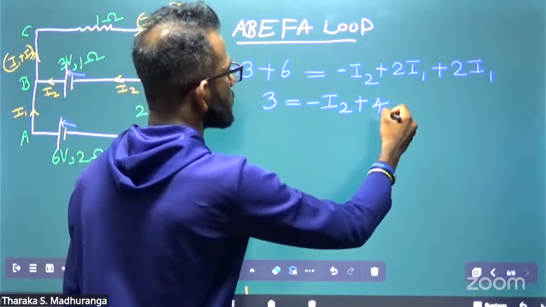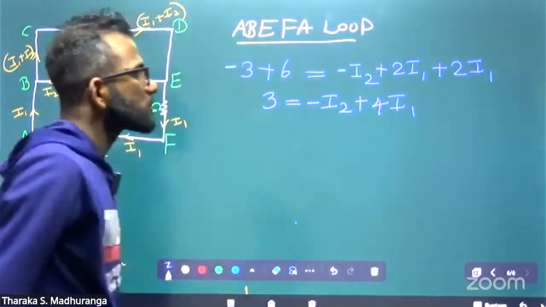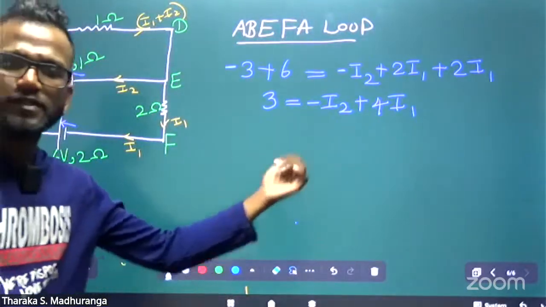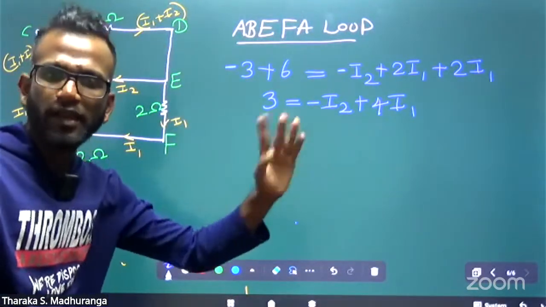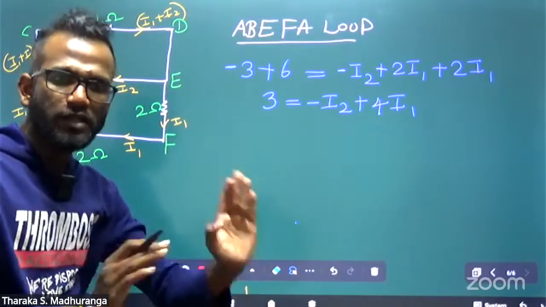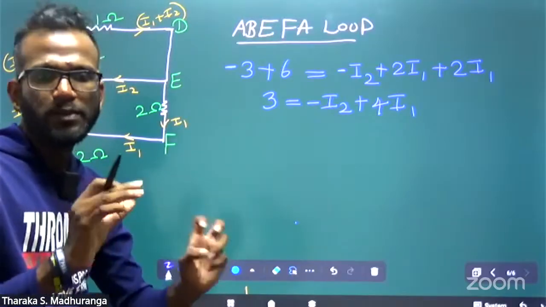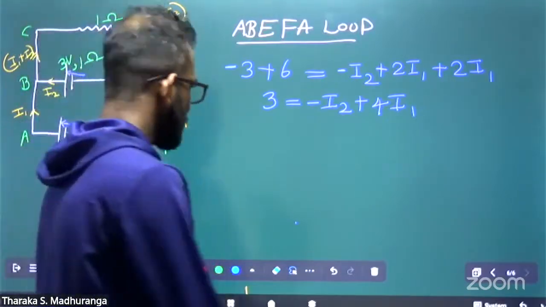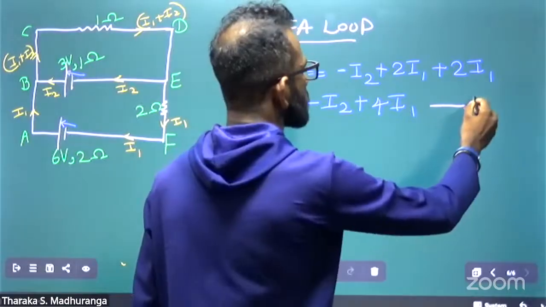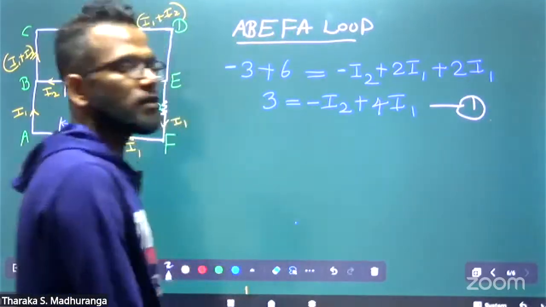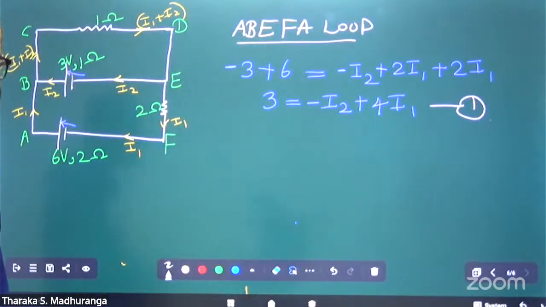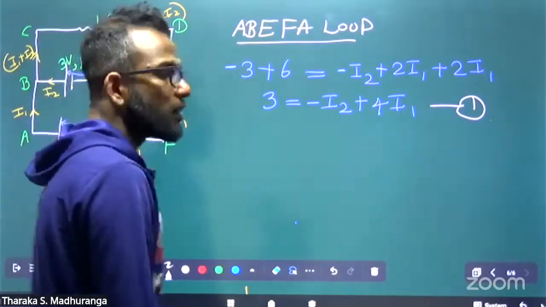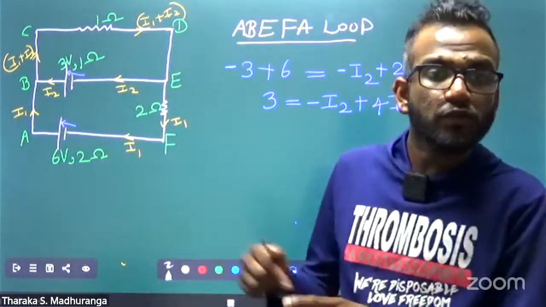The unknown factors are I1 and I2, not I and I1 as in the previous one; only the current symbol is changing. I1 and I2 are the unknown factors. Okay, this is the first equation of my substitution. Now for this type of circuit, you have two options.